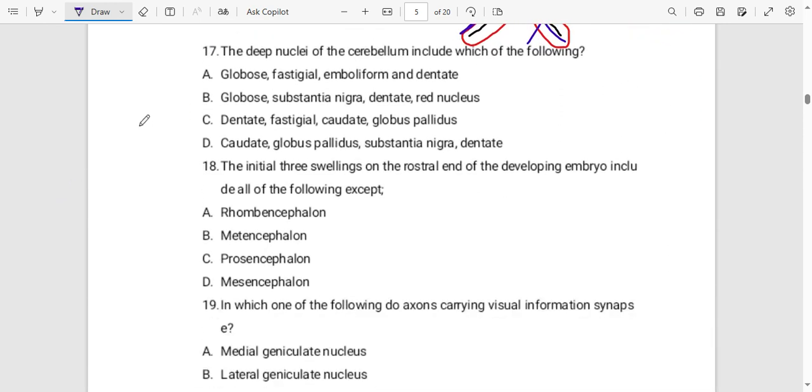The deep nuclei of the cerebellum include which of the following? A. Globose, fastigial, emboliform, dentate. B. Globus pallidus, substantia nigra, dentate, red nucleus. C. Dentate, fastigial, caudate, globus pallidus. D. Caudate, globus pallidus, substantia nigra, dentate. Which ones are the deep cerebellar nuclei? A. Thank you so much. What's the mnemonic? Don't eat what? Don't eat greasy food.